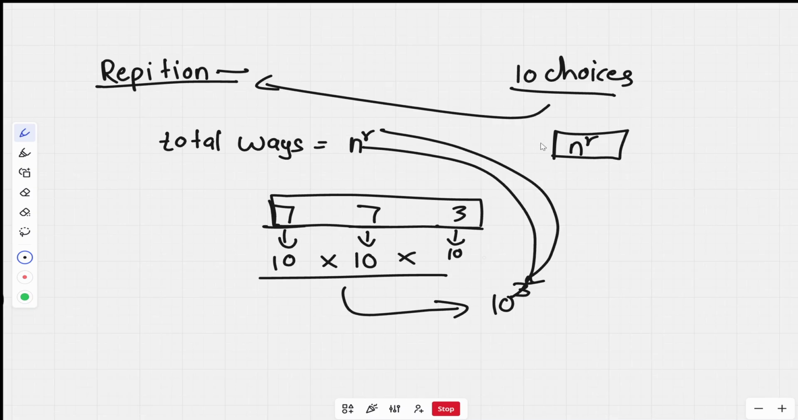Now repetition is way easier than without repetition, because without repetition there was a big formula, and with repetition there's a very small and easy formula. We just need to solve this n to the power r, and that's it. So let's take an example.